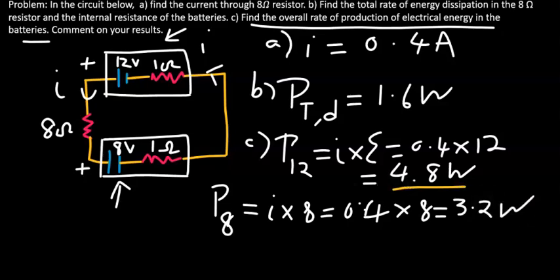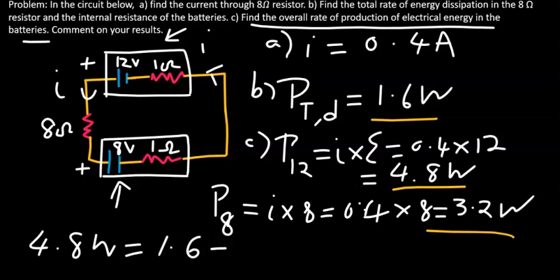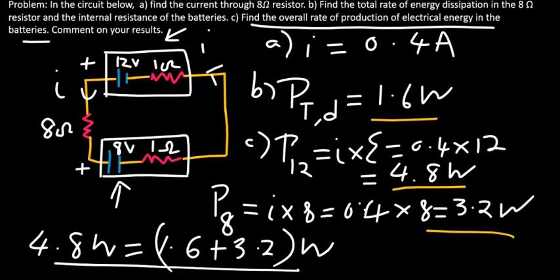This number refers to rate of energy production, namely the electrical energy production, and this plus this is the rate of electrical energy dissipation into some other forms of energy. And you see they should match. 4.8 watts equals 1.6 plus 3.2 watts, in accordance with the principle of conservation of energy. And that solves the problem.